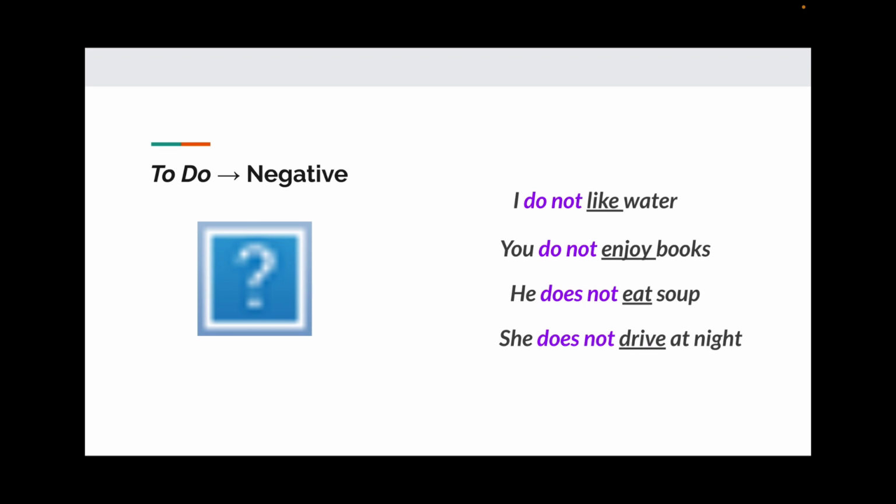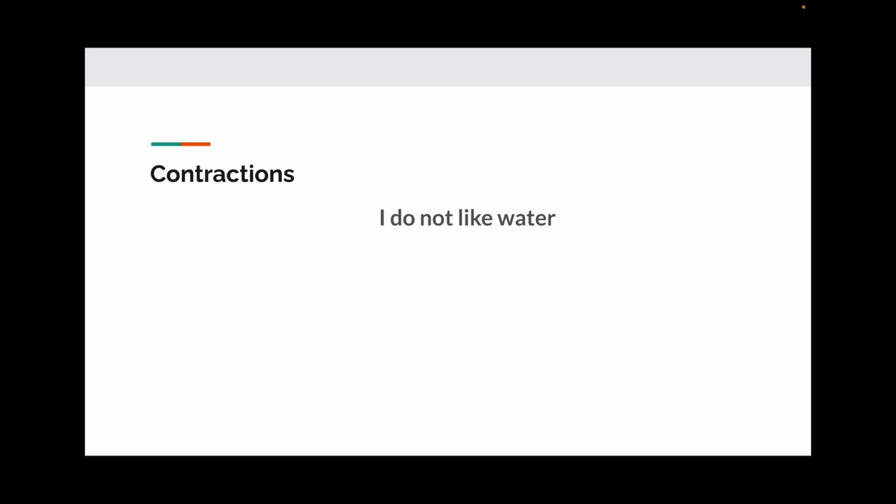But because these are negative statements, and we have do not or does not, we can combine these two words together to form contractions, such as, I do not like water. Do not combines to form don't. The apostrophe, which is that little tail next to the N, shows us that there is a missing letter. In this case, it is O. And so if I want to use don't in this sentence, it would be, I don't like water.